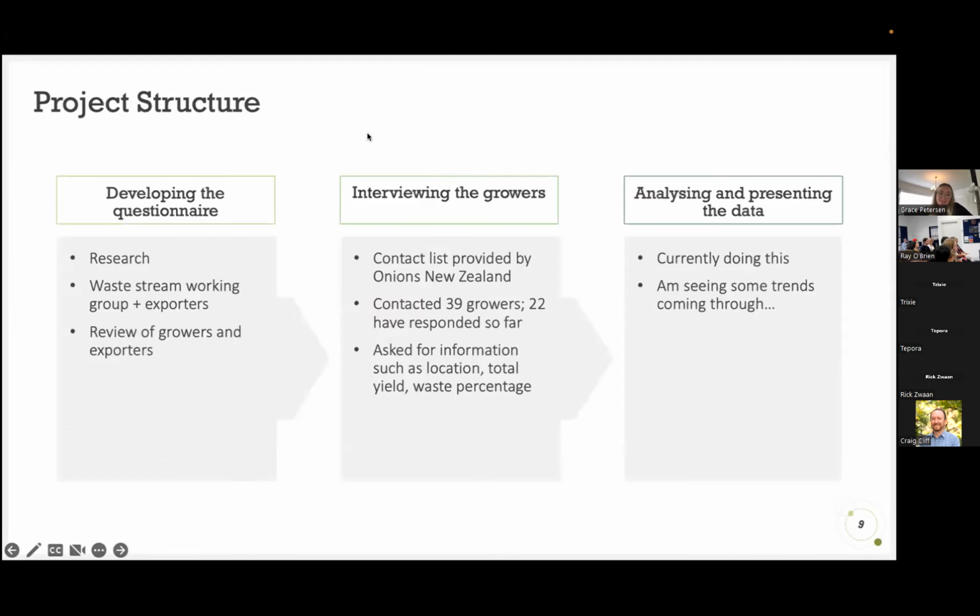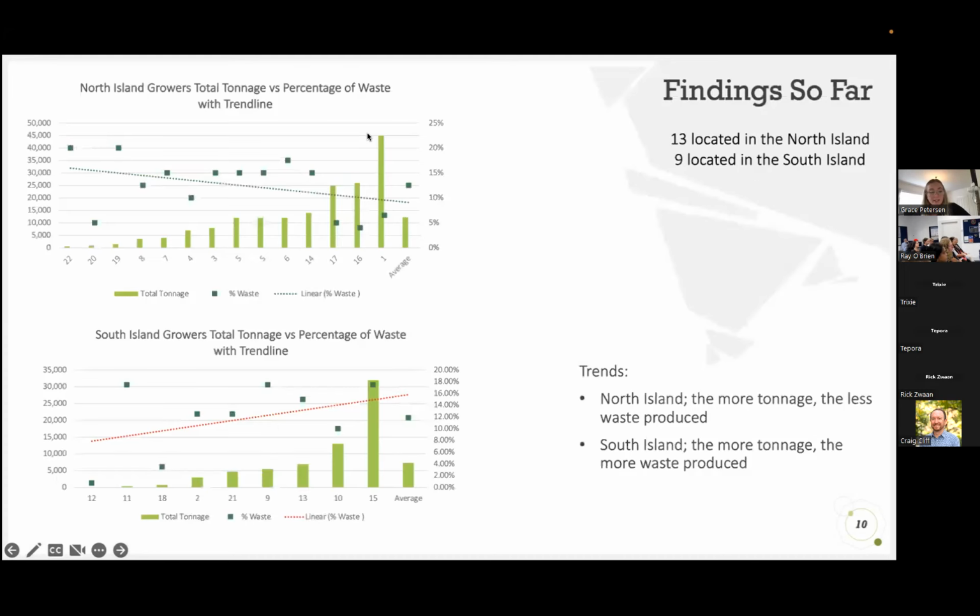My project has consisted of the development of the questionnaire, which saw research into the area and meetings with the Waste Stream Working Group and exporters to review. Once finalised, the questionnaire was used for a 10-minute phone call with 22 growers. Analysis of the data is the stage that I'm currently up to. So we'll just discuss the current trends that I'm seeing.